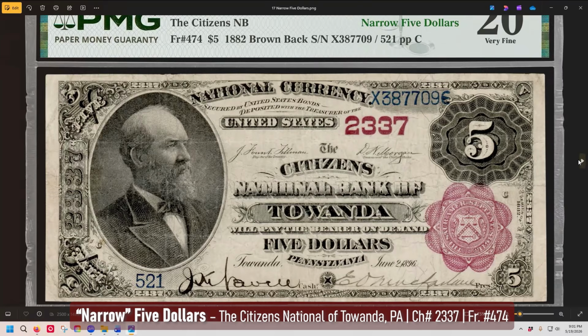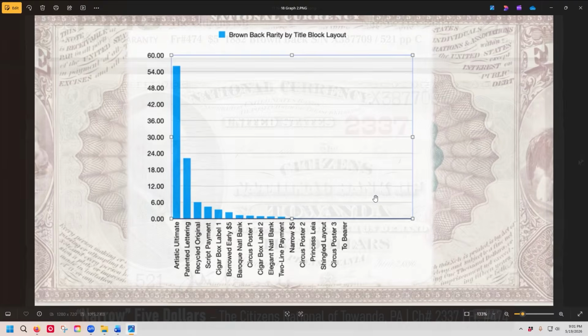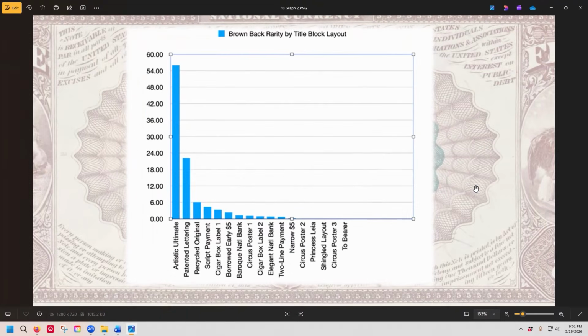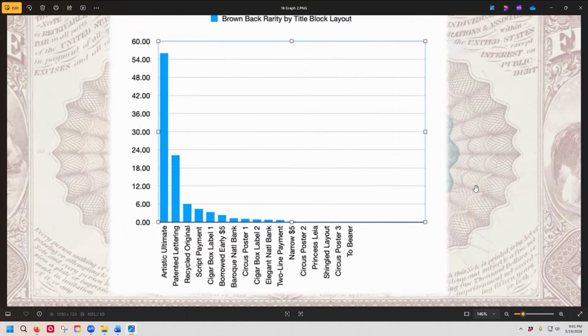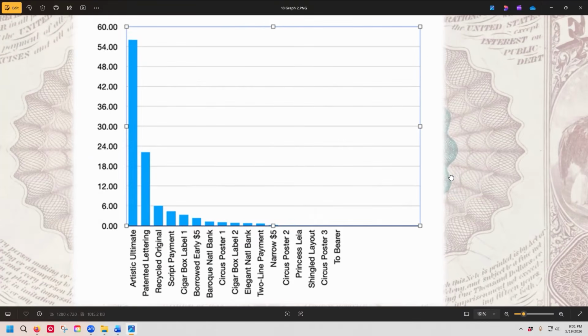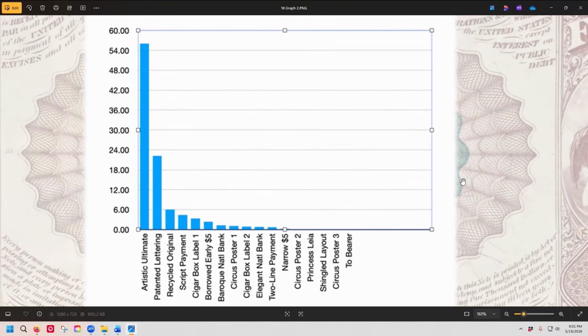All right, moving on. And that's it. That was our last one. So now we're looking at this chart and what are we gleaning from this? These are the rarity of the notes by proof issues. If I look at the quantity of proofs across all these types, you can see how rare they get.